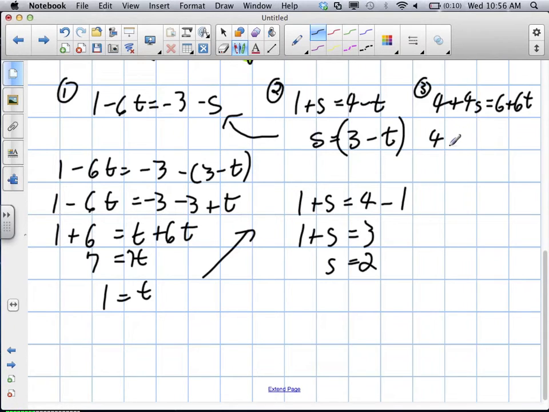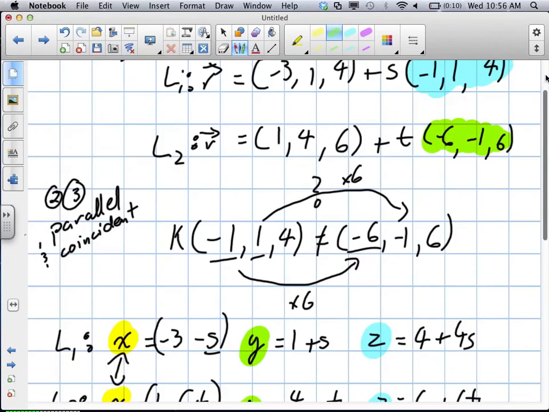Equation 3, 4 plus 4 times 2, and 6 plus 6 times 1 is just going to be 6. So we're going to have 12 is equal to 12. Great, they work. We got that information. Now that we have our two parameters, s and t, we're going to plug them into our parametric forms of the equation.